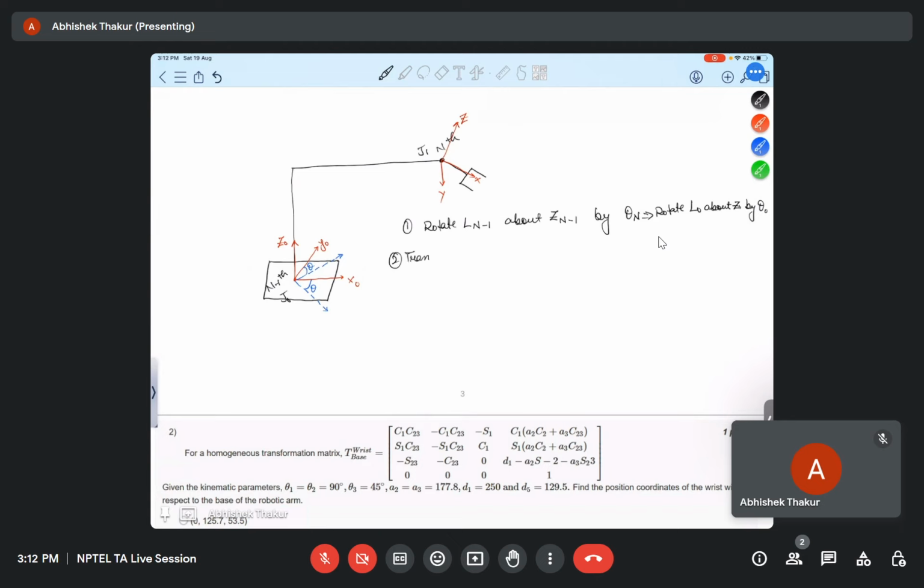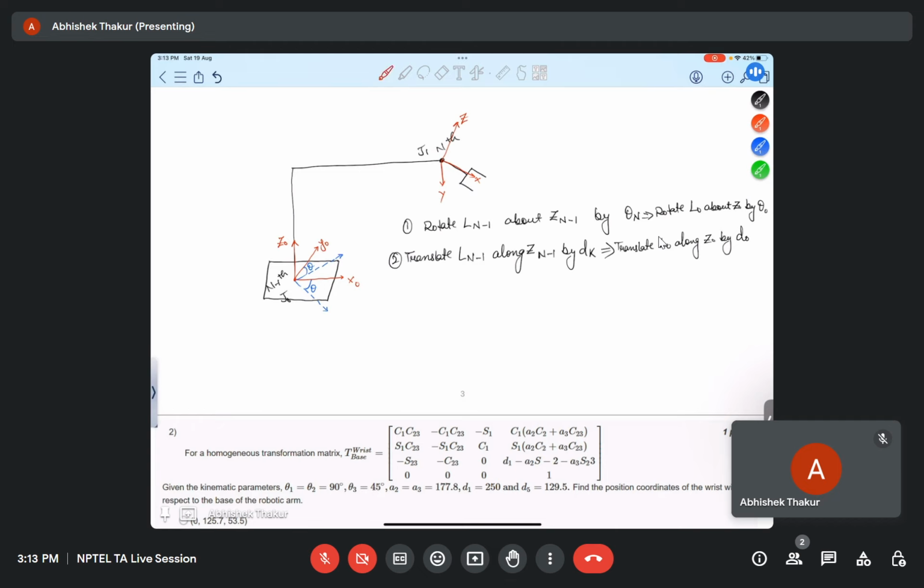What we have to do now? Translate Ln minus one along Zn minus one by dk. So here in this case it will be translate L naught along Z naught by d naught. Okay.